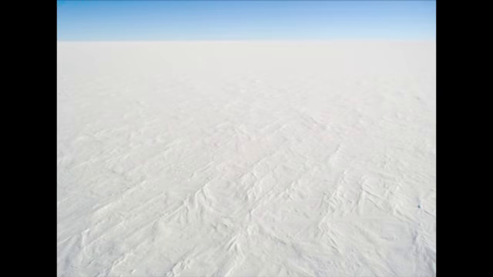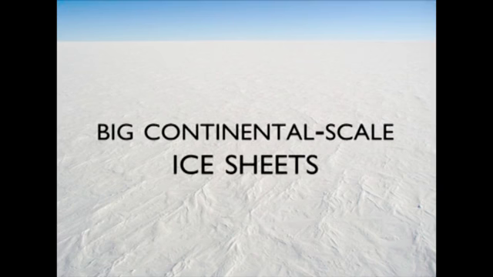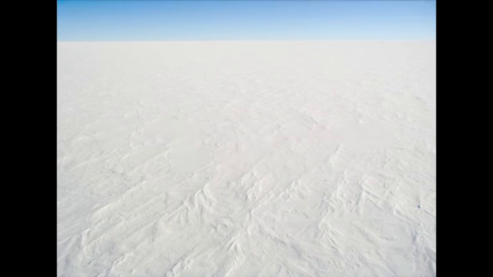And it's the first point at which we think that we started to develop these really big continental scale ice sheets on Antarctica. There probably wasn't any ice in the Northern Hemisphere at this time, so we're really just talking about ice in the South Pole.